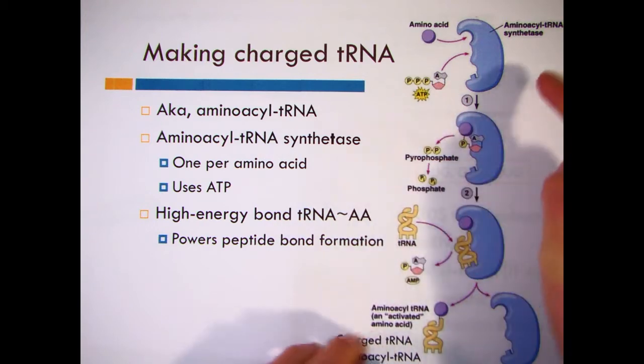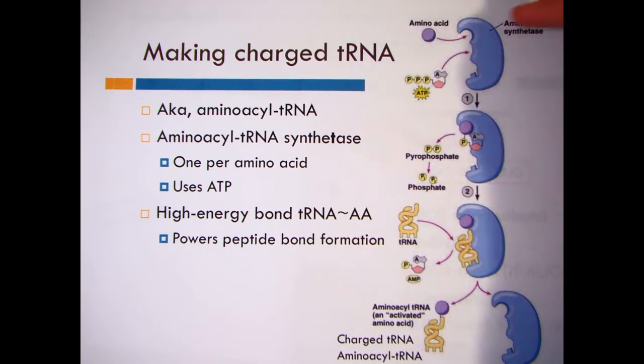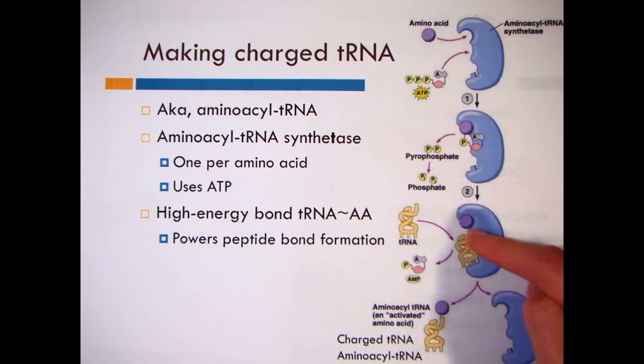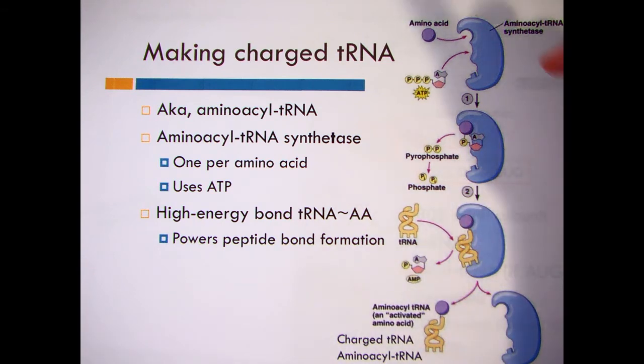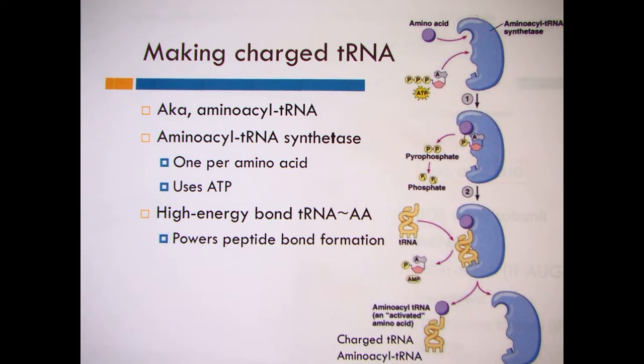So the aminoacyl tRNA synthetase is this enzyme here, and it takes the amino acid, the ATP, and the tRNA and sticks the amino acid on top of the tRNA. There is one of these types of enzymes for each amino acid. So even if there is more than one codon for that amino acid, there is only going to be one aminoacyl tRNA synthetase per amino acid. And so this enzyme will use ATP to assemble the charged tRNA, the tRNA with the amino acid.